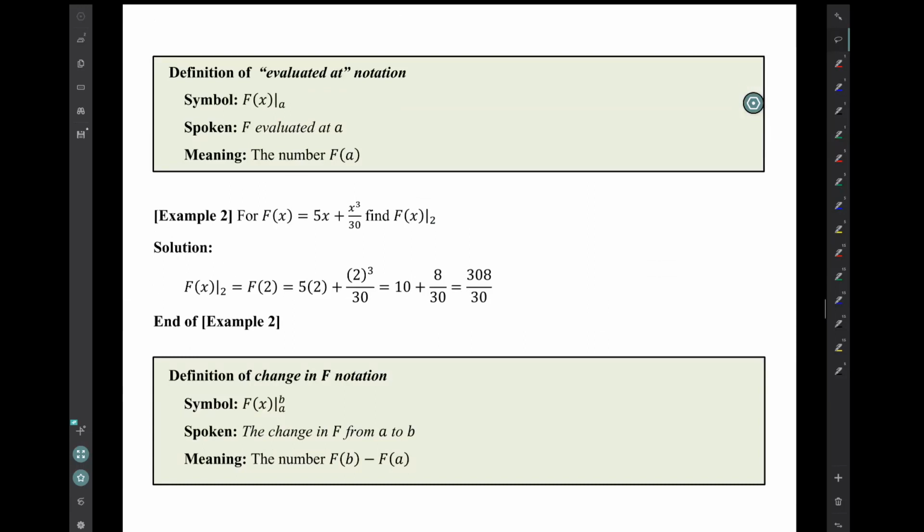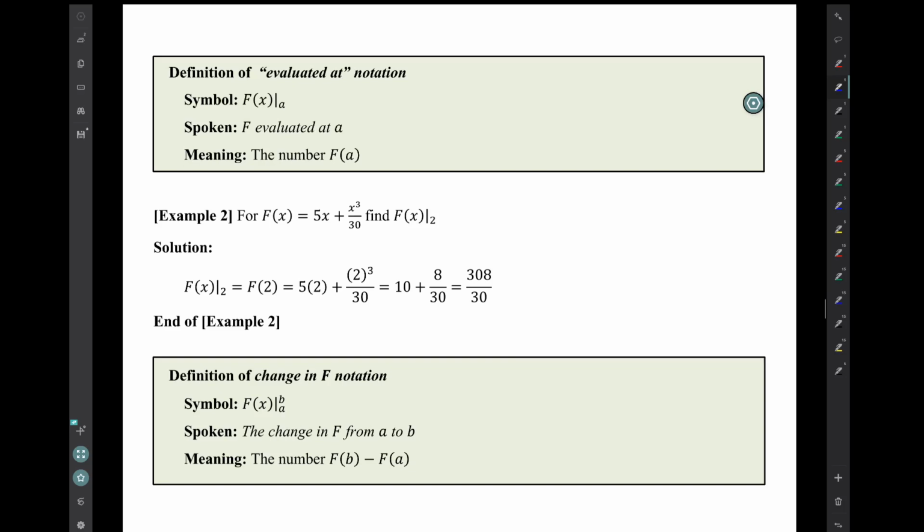What I call evaluated at notation is this symbol, a function with a vertical bar next to it, and at the base of that vertical bar, kind of as a subscript, is a symbol. This is spoken capital F evaluated at A. What it means is the number capital F parentheses A. So this symbol just simply means the number that results when you substitute that number into this function.